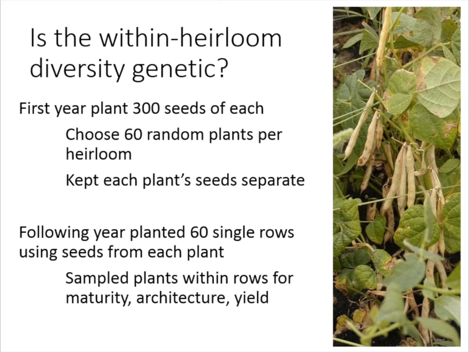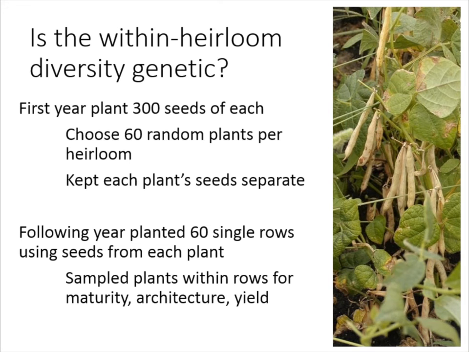In the following year, we went back to those 60 bags of seed from each heirloom and planted a row from each of those bags. So we went from plant in one year to row the next year. So in the subsequent year, for each heirloom, we now have 60 different rows.